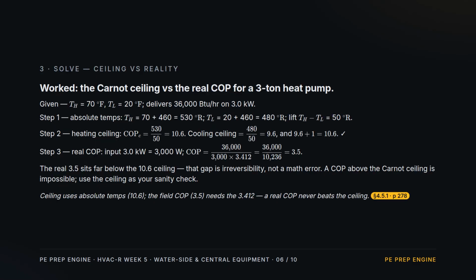Solve. Same givens. Step 1, go absolute. 530 and 480 Rankine, a lift of 50. Step 2, the heating ceiling is 530 over 50, 10.6. The cooling ceiling is 480 over 50, 9.6, and 9.6 plus 1 is 10.6. The plus 1 rule checking out. Step 3, the real machine. 3 kilowatts is 3,000 watts, so COP is 36,000 over 3,000 times 3.412, about 3.5. That's far below the ceiling, and that gap is real-world irreversibility. A COP above the Carnot ceiling is impossible.